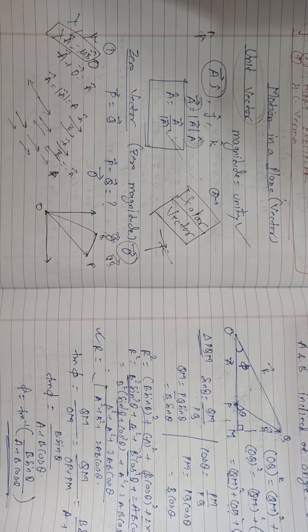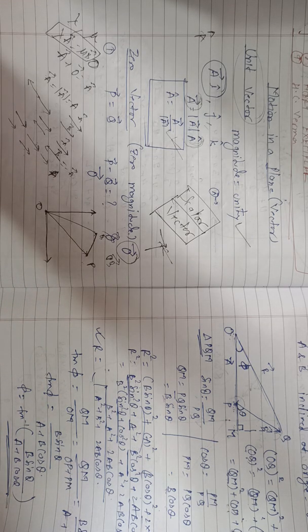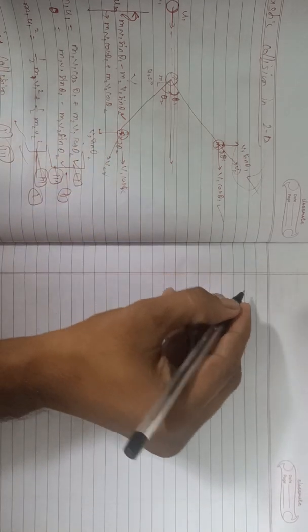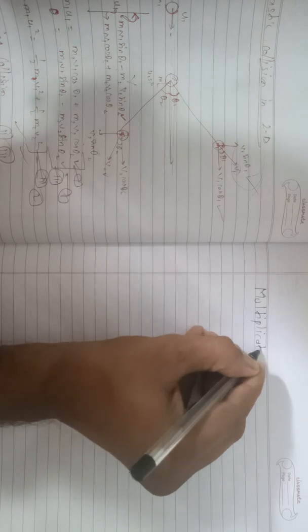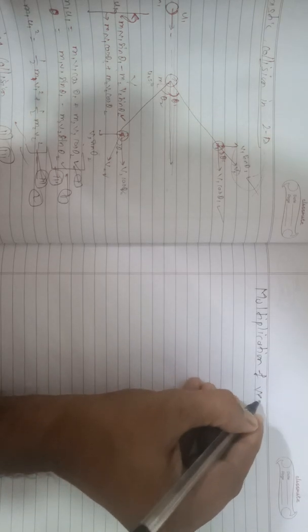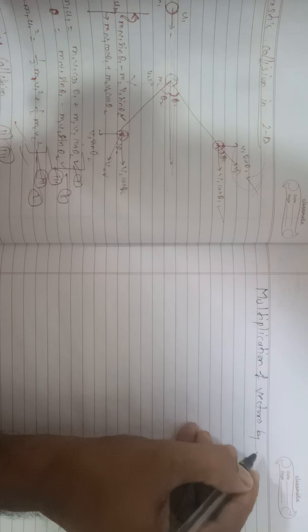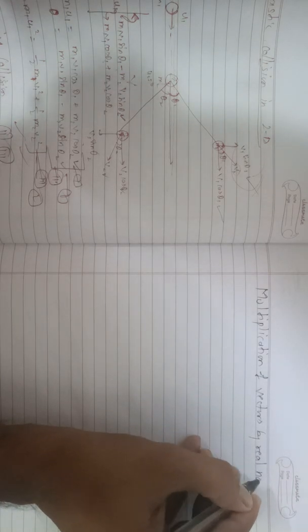Now we will see about the multiplication of a vector by a real number. The next topic is multiplication of vectors by real numbers. So how can we multiply a vector by a real number? Now we are going for multiplication of vectors by real numbers.